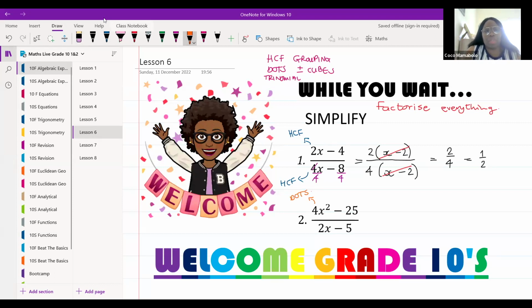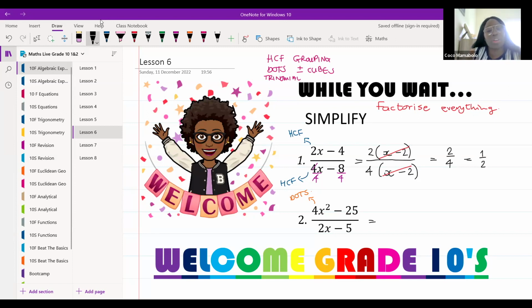Let's have a look at the bottom. Anything that we can factorize there? I don't think so. 2x and -5 don't have anything in common. They don't have a highest common factor that can come out of both of them. Not at all. So we're going to leave it exactly the way that it is. We're just going to factorize the top.